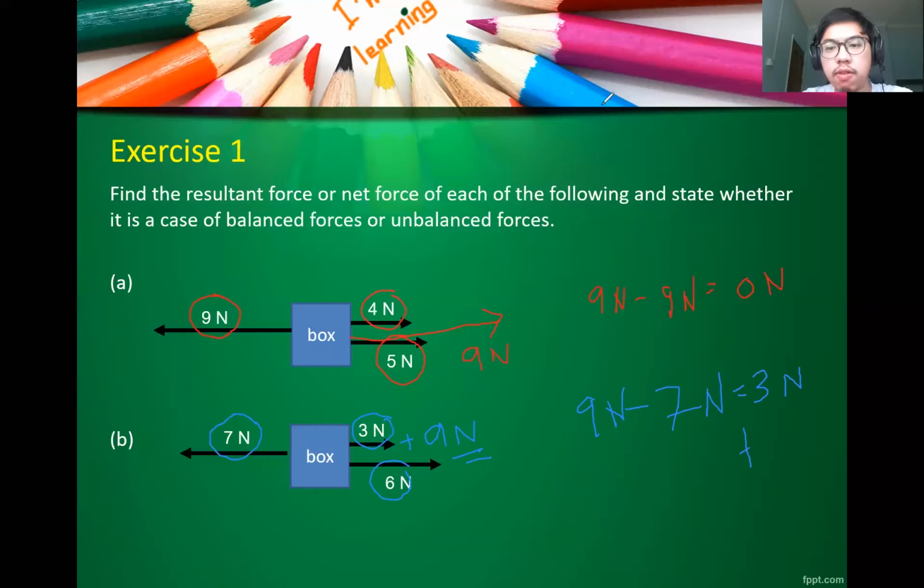So the resultant force is 3 Newtons to the right. Okay, that's the resultant force. In this case, the forces are unbalanced, and when forces are unbalanced, it will produce a resultant force. In this case, it's 3 Newton to the right.